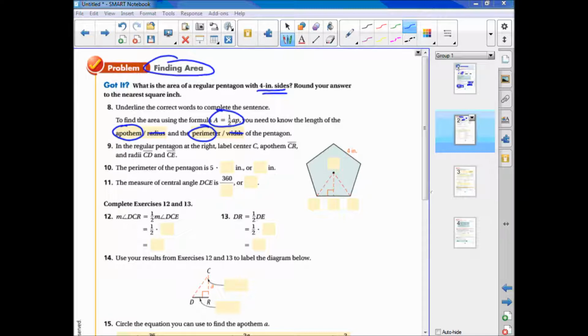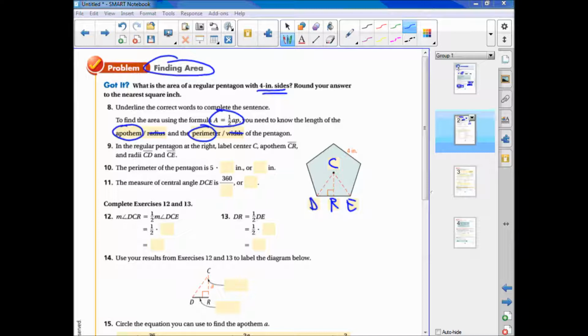Okay, so in a regular pentagon at the right, label center C. So center C is going to be here. Apothem CR. Remember, the apothem is from the center to one of the edges, so it forms a right angle, so it's perpendicular. And then the radii CD and CE. So I need E and D here. So the perimeter, well, I should probably put them in order. Let's go with D and E. It'll match our stuff later.